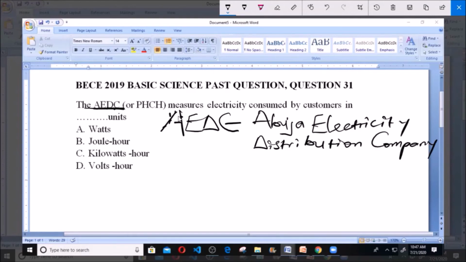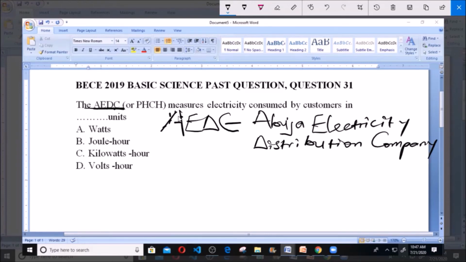Now this electricity they distribute to consumers is measured in a particular unit. So this question is asking us to pick out the unit at which this electricity is being measured. So this electricity that is being distributed to the consumers, we have to pick out the unit at which it is being measured.